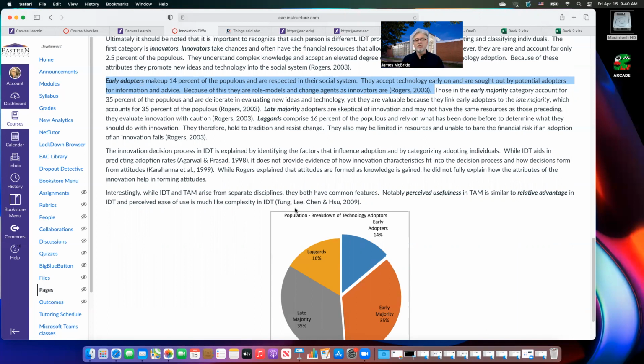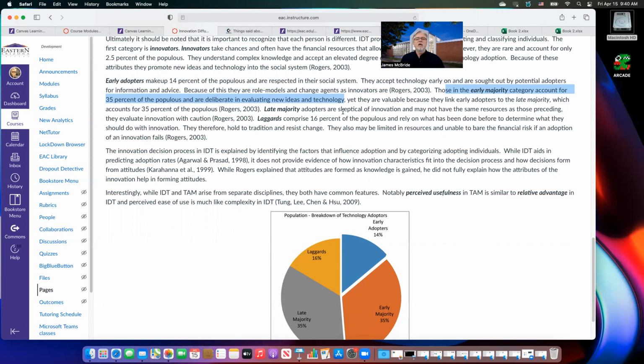Because I'm telling you, these laggards and these late majorities, they're going to be upset with you. They're upset with any kind of change. Right, so those in the early majority category account for 35% of the populace and are deliberate in evaluating new ideas and technology. That usually comes down to the idea that, yeah, this looks like a good idea, but I'm not just going to jump on any old bandwagon because what if we're switching to something else? Everybody that's been at work has at one time or another been burned by technology, where they went all in on something the organization was going to do, and then the organization backed out of it, probably because they didn't implement it correctly.